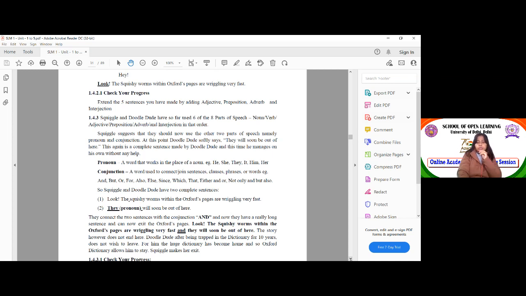Then squiggle and doodle, we have two sentences. Look, the squishy worms within the Oxford pages are wriggling very fast. Now what I want you to do is tell me, what do you think? What are the parts of speech in this sentence? We just did it, so you should know. I'll give you 2 minutes to reply in the chat box, and let's see if you can understand what we are doing.